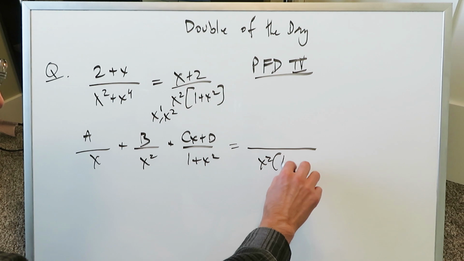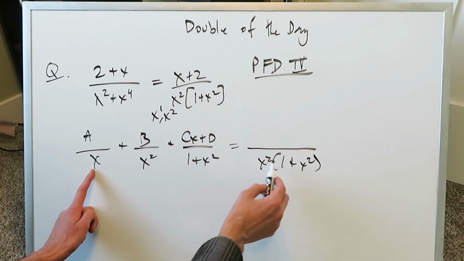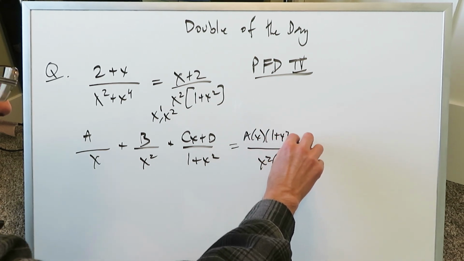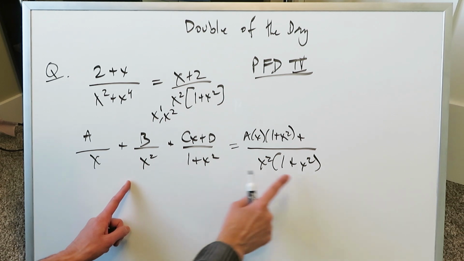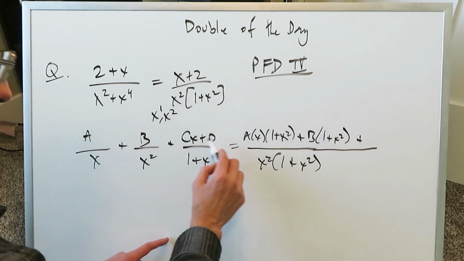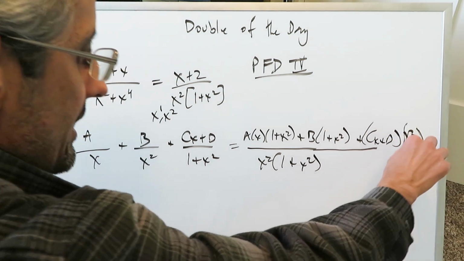It'll be x squared times 1 plus x squared. That's your common denominator. A goes in this, so you'll have a times x times 1 plus x squared. B goes in this common denominator, 1 plus x squared times, and then lastly cx plus d goes in that common denominator, x squared times. And you see all of that.